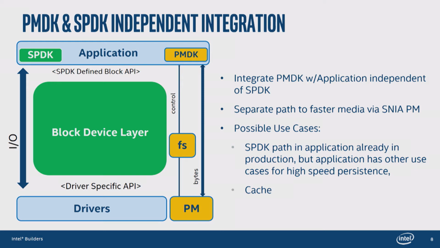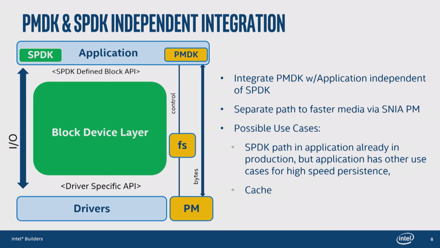But an example like this says, for whatever reason, I don't want to mess with the SPDK side of my application. It does what I want it to do. It's production. It's perfect. I don't want to mess with it. I've got another use in my application for persistent memory. So why do I want to entangle these two kits? Well, you don't have to, right? They can work completely independently.